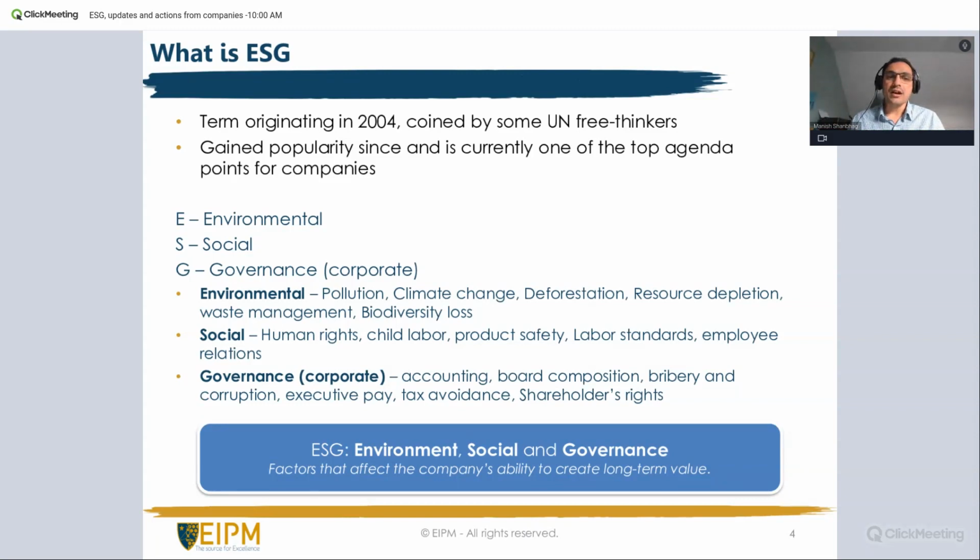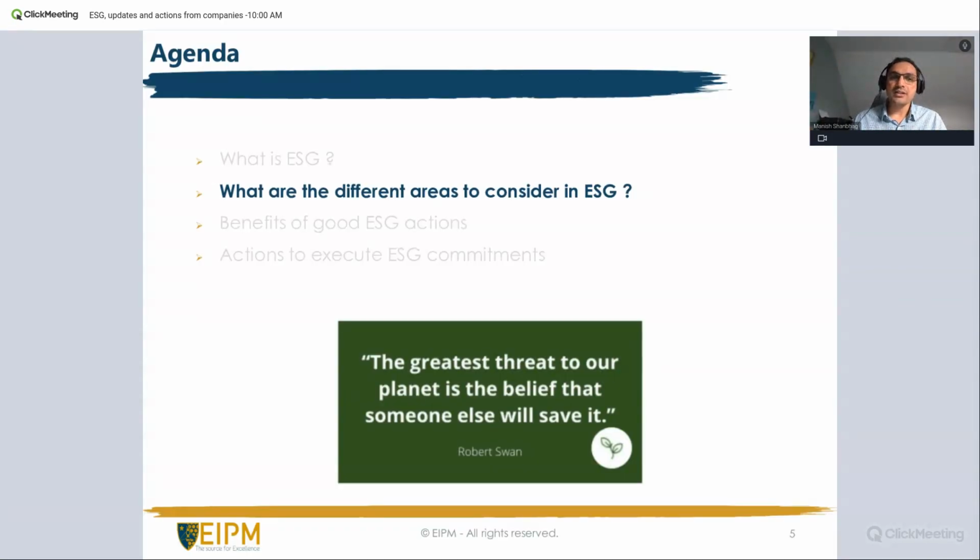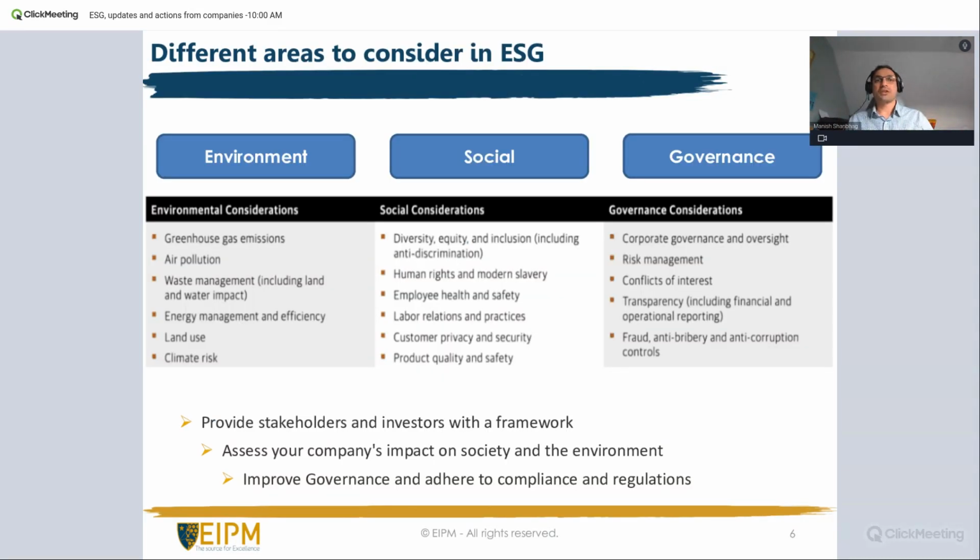All these elements are basically the factors that affect the company's ability to create long-term value. That's the essence, let's say. These are all factors that affect the company's ability to create long-term value. We're going to go a little bit more into each of these, understand what the different areas to consider are, and also look at other things like metrics and the frameworks that are present in ESG, and so on and so forth. We're going to see those in a few seconds from now.